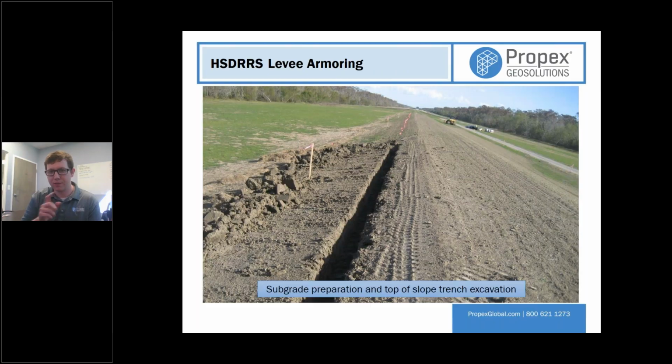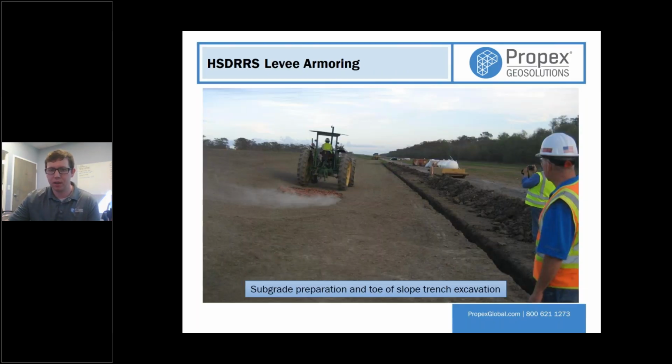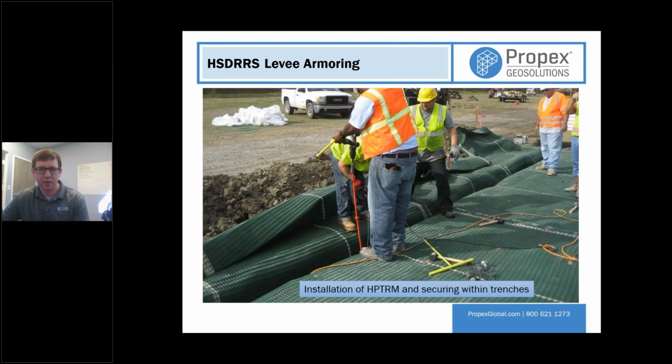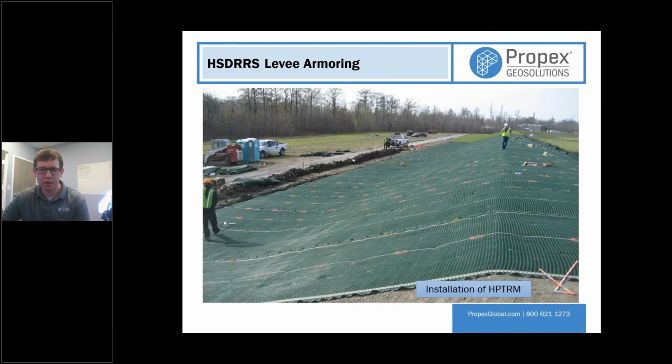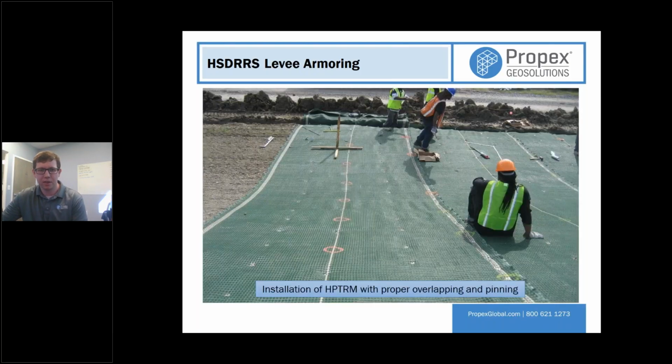Typical installation: we have the trench at the top, a trench at the toe, back past the toe, and the subgrade being prepared. You have the HP-TRM being placed in the trench first, installed with anchors and pins, and then throughout the face as well. Once the installation is done, we make sure all the areas are marked and overlap is right, with anchors and pins spaced accordingly.